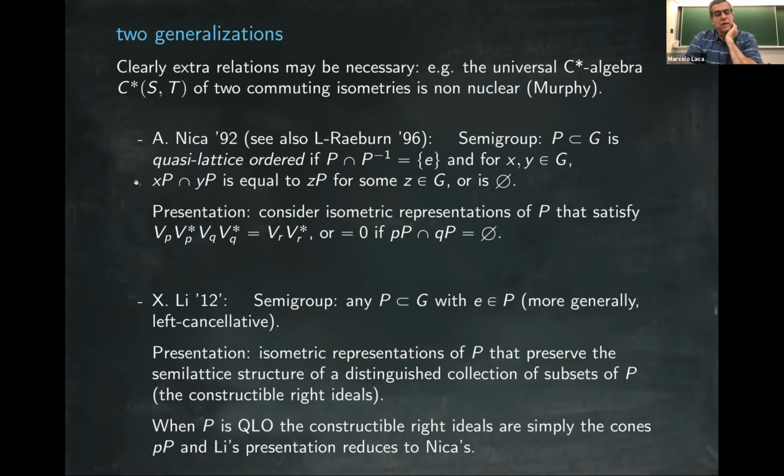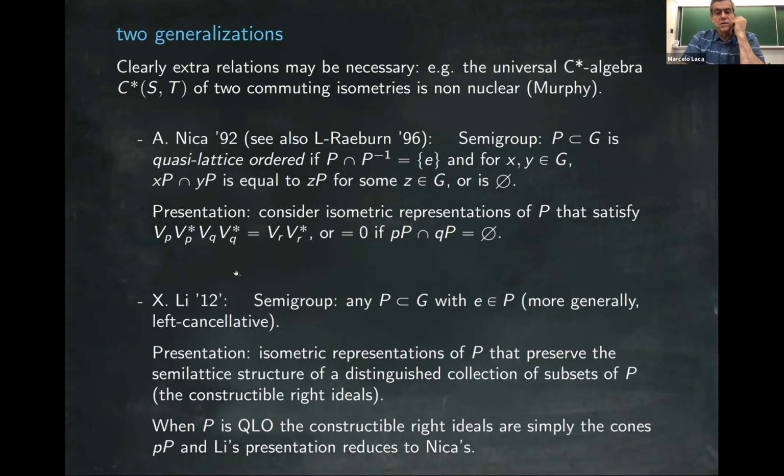So what are those conditions? This is Nica in 92, and there's also further subsequent work of mine with Raeburn. If you have a subsemigroup of a group, you call it quasi-lattice ordered if it doesn't contain any invertible elements, so P intersection P inverse is just the identity. And anytime you have elements in G, when you take the intersection of the cones, that intersection is either equal to another cone or is empty. And if it's equal to another cone, this element Z is unique because there are no invertibles. So this Z is a supremum of X and P, or least common bound of X and P. You call those quasi-lattice ordered.